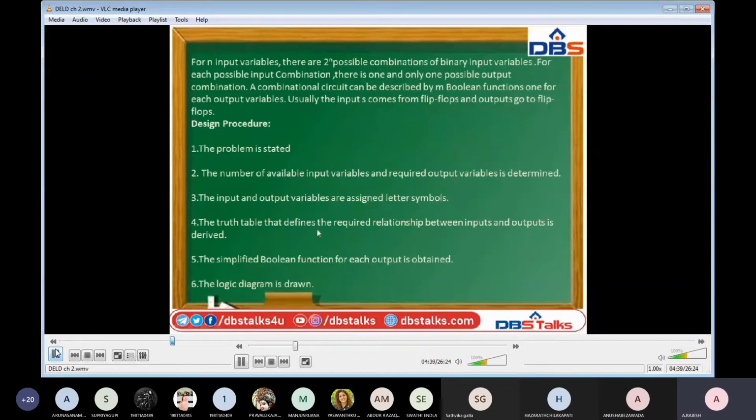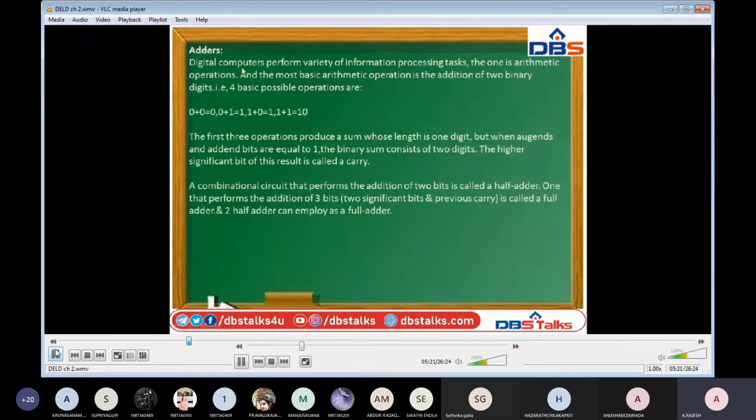Coming to the next one, the truth table that defines the required relationship between inputs and outputs is to be derived. We need to draw a truth table that defines the relationship between the inputs and outputs. Then the simplified Boolean function for each output is to be obtained. As we have done in the previous sessions, we have simplified that, and in these sessions we are going to draw a circuit with those simplified Boolean functions, and the logic diagram is drawn. By using these simplified or minimized Boolean functions, we are going to draw the logic circuit. See here, in this we have, first of all, the adder.